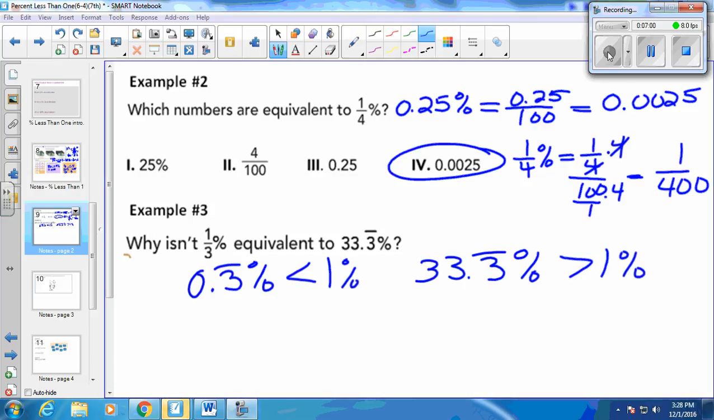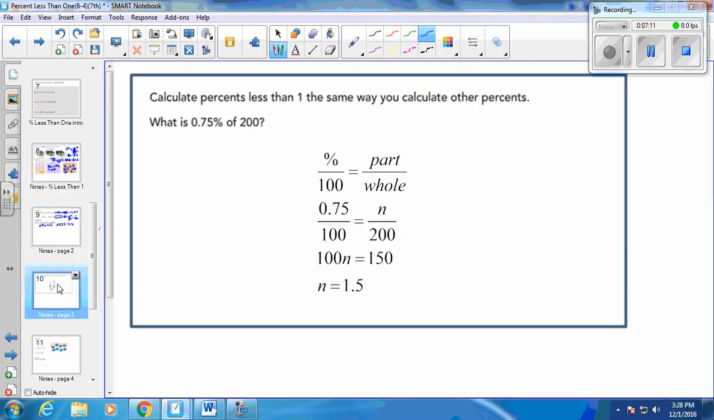Okay, so now we're going to go on to where it's telling us to calculate percents less than 1 the same way you've calculated the other percents. I'm showing you an example right here: if they asked you, what is 75/100ths% of 200? Again, the part is the same thing as your "is," and the whole is the same thing as "of." So when it says "of 200," that's why that's going in the denominator. "What is" means I'm looking for the part.